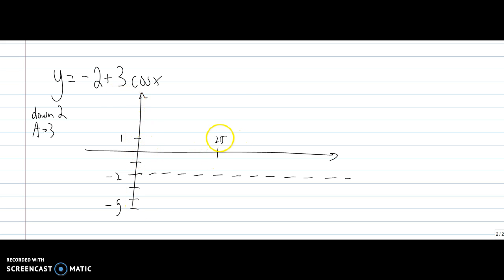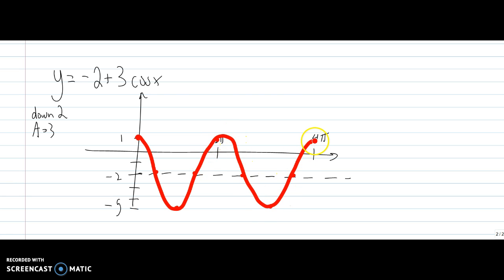Nothing changes on the horizontal axis. The period still is the same. It didn't shift left or right at all. And it is a cosine. Cosine starts at the maximum, ends at the maximum, halfway through minimum. Put the quarter points in there. Second period, we have the same thing going on. And then we can draw in that smooth curve that connects all those points together.